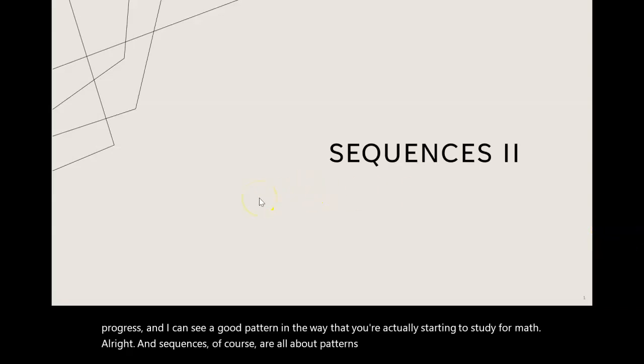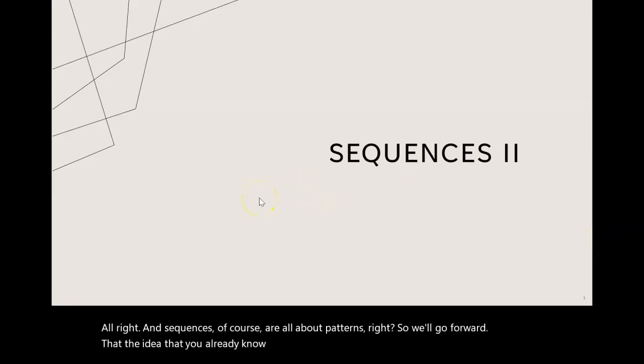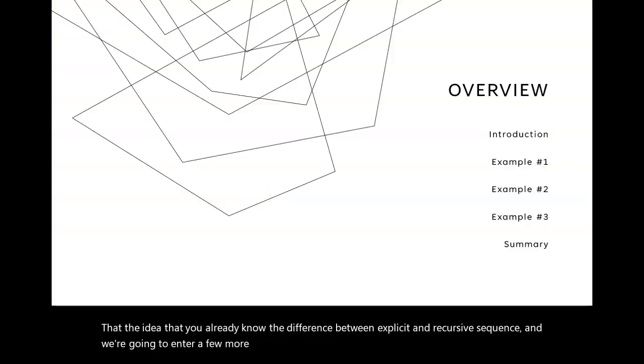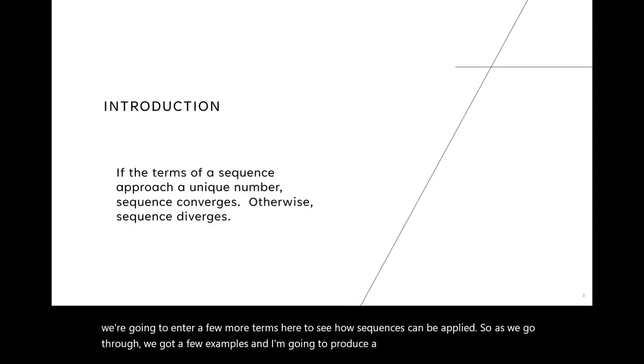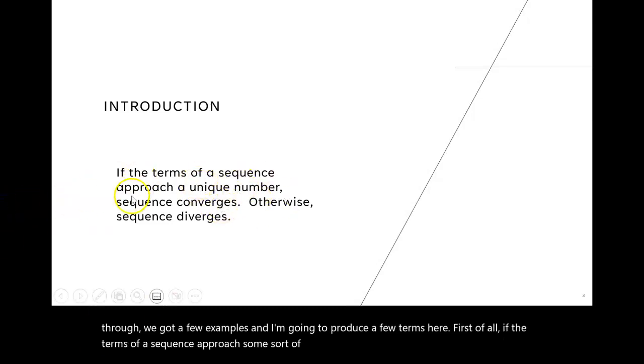All right, so we'll go forward with the idea that you already know the difference between an explicit and a recursive sequence, and we're going to introduce a few more terms here to see how sequences can be applied. So, as we go through, we got a few examples, and I'm going to introduce a few terms here. First of all, if the terms of a sequence approach some sort of a unique number, we say the sequence converges.